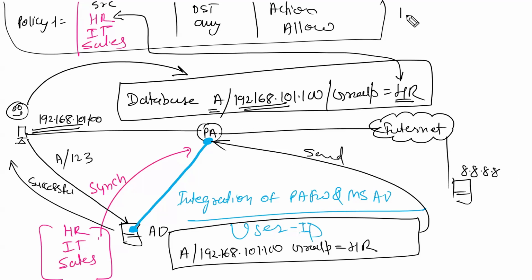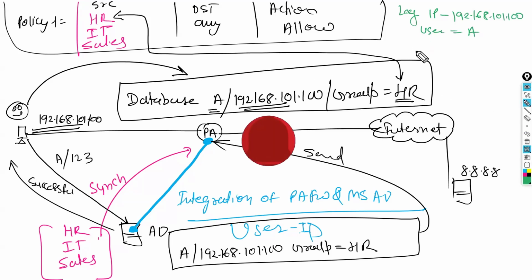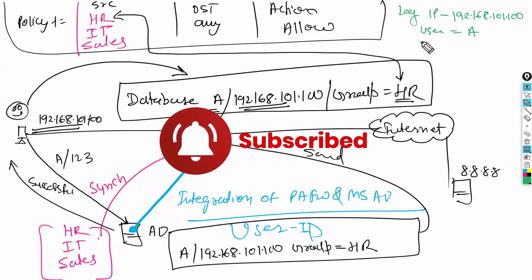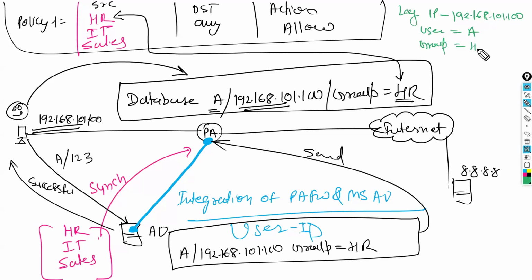Now at Palo Alto, there will be a log. Log will be like this. There will be a log on Palo Alto that source IP is which one? 192.168.101.100. What is the username? Username is A, and its group is HR, and action. What was the action? Action was allow. Got it or not?